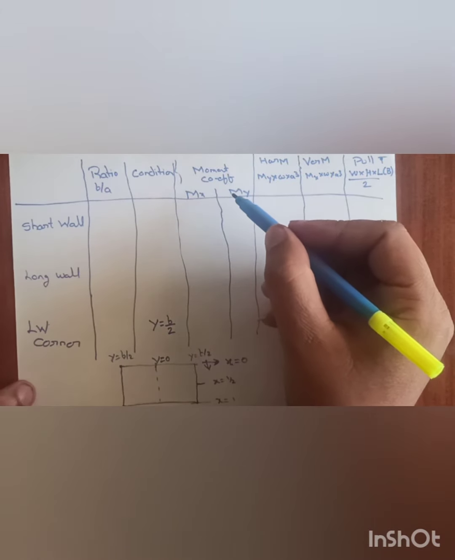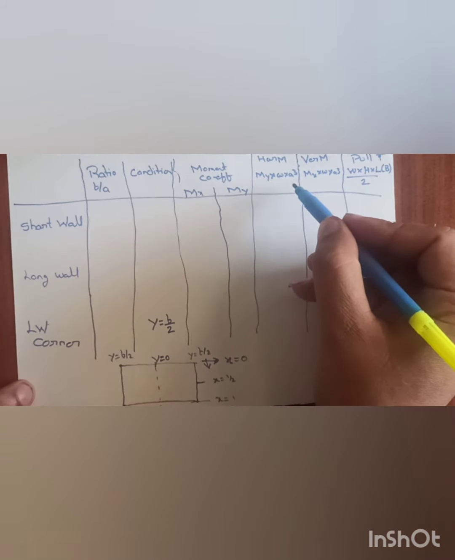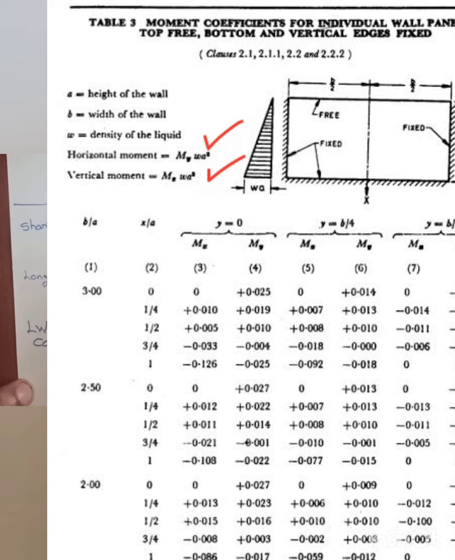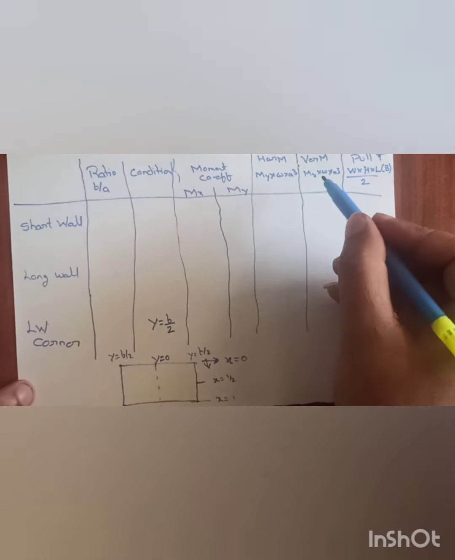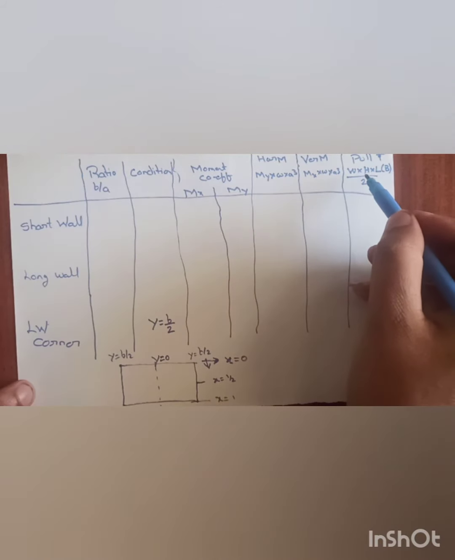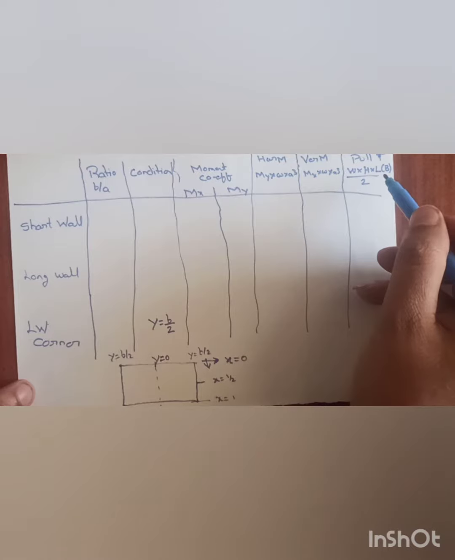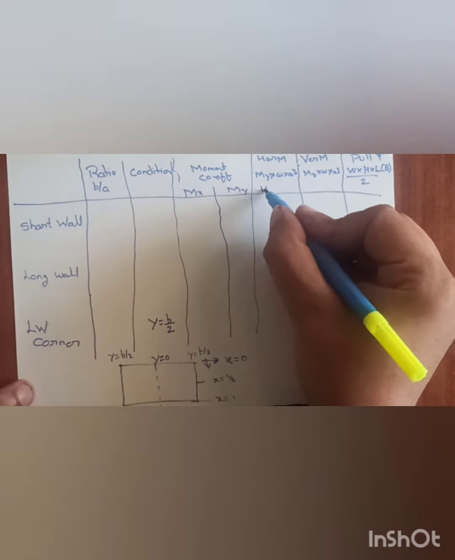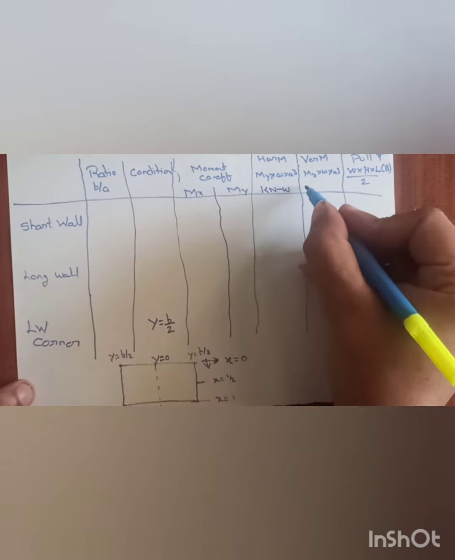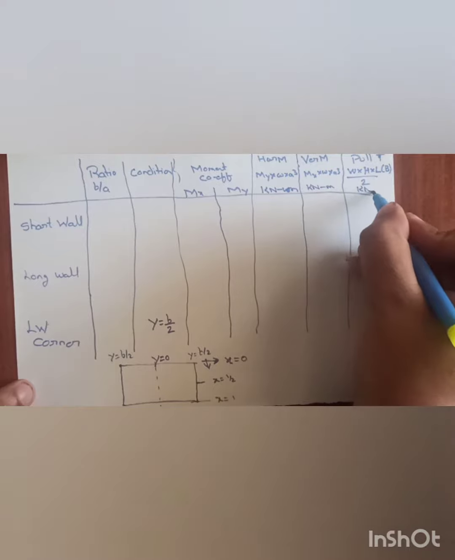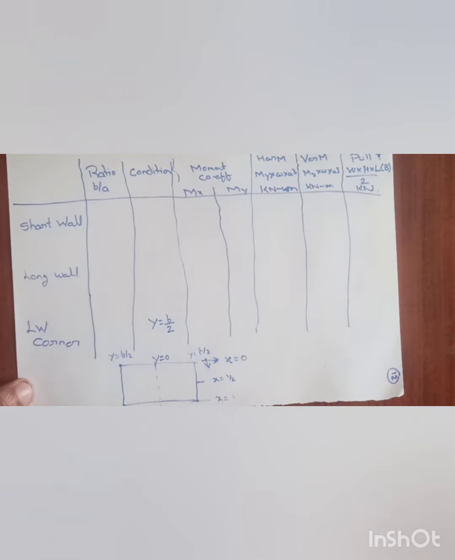Once we get the moment coefficients, we simply need to use this formula for horizontal moment: my into w, which is density, into a cube. Then vertical moment: mx into w into a cube. Then pull, that is w into h into, for short wall it is b, for long wall it is l. I will also write down the units here itself. So in this way we need to fill the table.